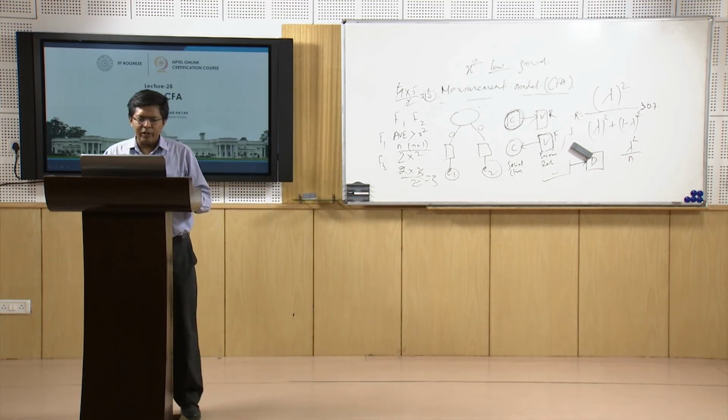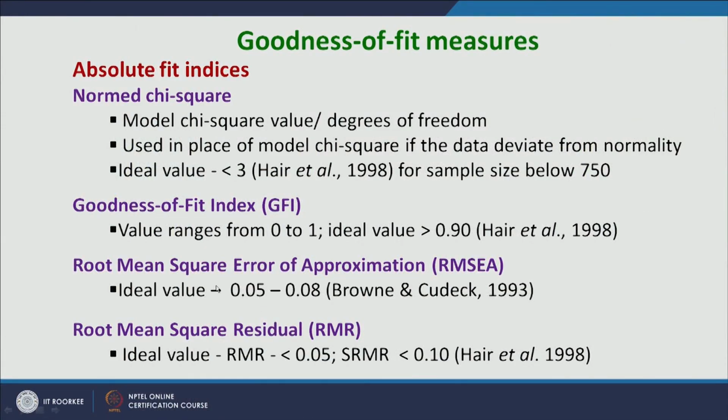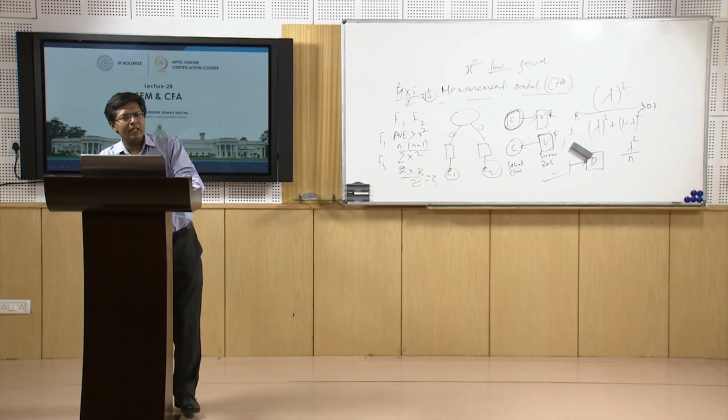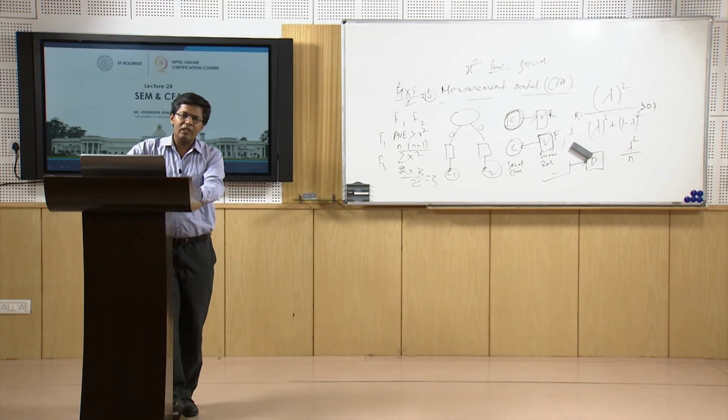And what is the root mean square error? This is a value for which the ideal has been given as 0.08. Anything below 0.08 is good enough, right. So, these are some of the indices and values which you will find while doing a test, and if these values are within the limits, then your model is fit, right.